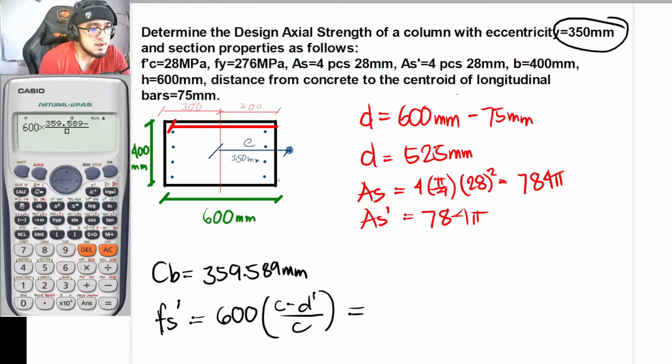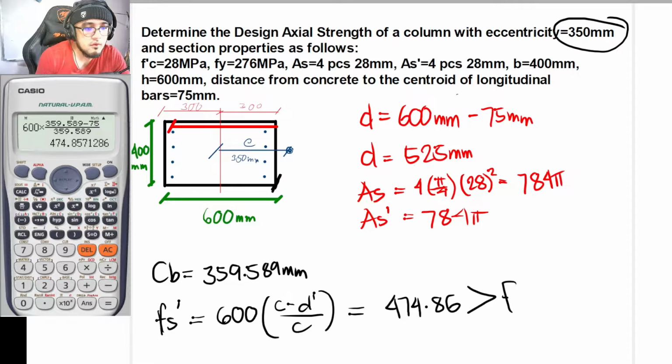So that is to be the distance from your extreme compression fiber, which is located here, up until the centroid of your AS. And that is to be 75 also. Okay, so minus 75 divided by C, and that is 359.589. And our Fs prime is now to be equal to 474.86. And since it is greater than Fy, so 276, it means that the Fy that we will be using is equal to 276 megapascal already.